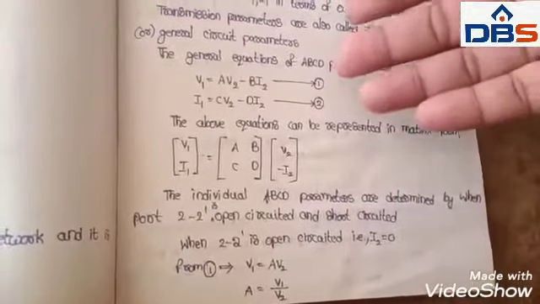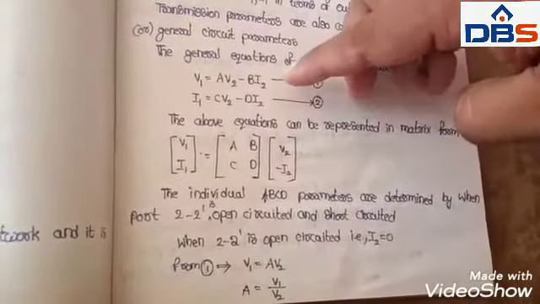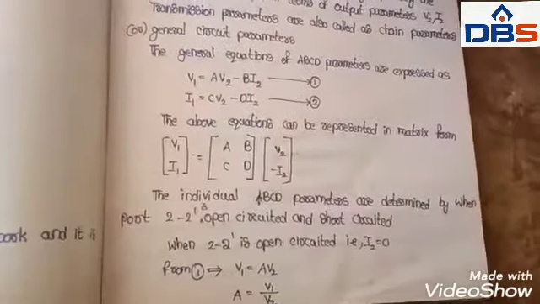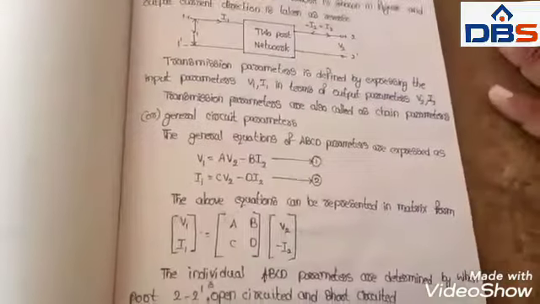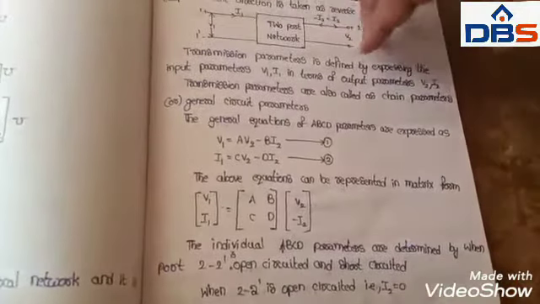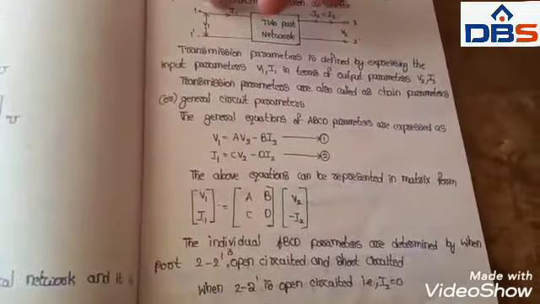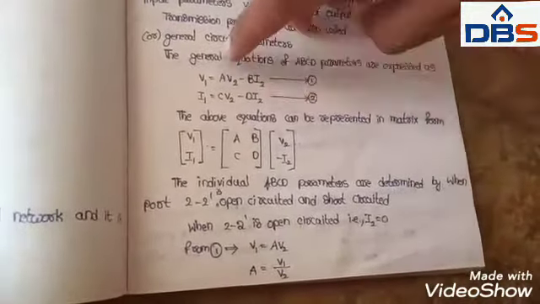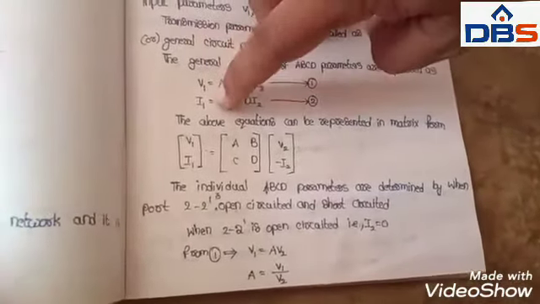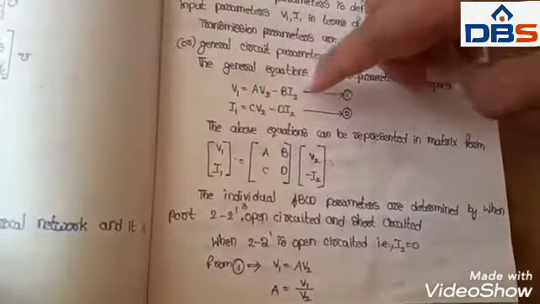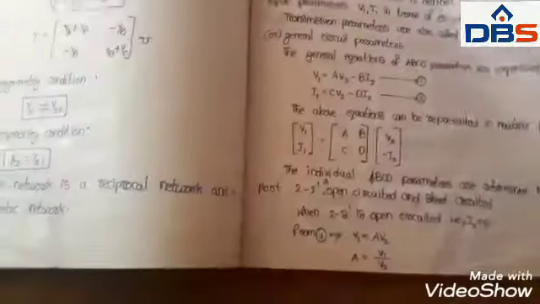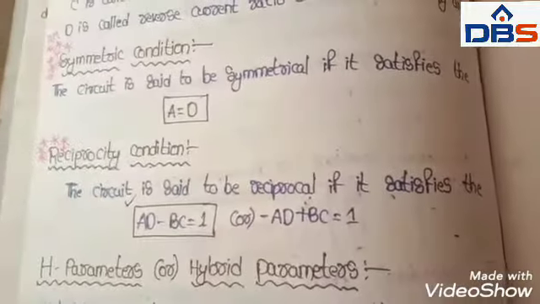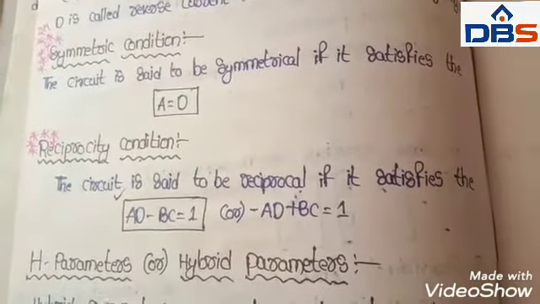Now to find out the individual parameters: for the output terminal, the output port current is 0, that is I2 is 0, which is open circuited, whereas for the remaining parameters the output is short circuited, that is V2 is 0. So put I2 equal to 0 to determine the A parameter and C parameter. Put V2 equal to 0 to determine the B parameter and D parameter. The symmetric condition is A equal to D, and the reciprocity condition is AD minus BC equal to 1.